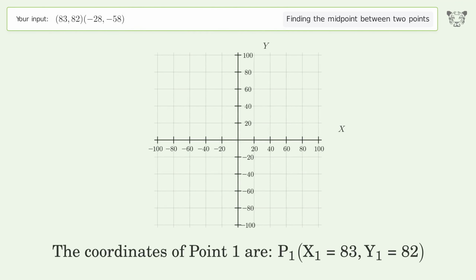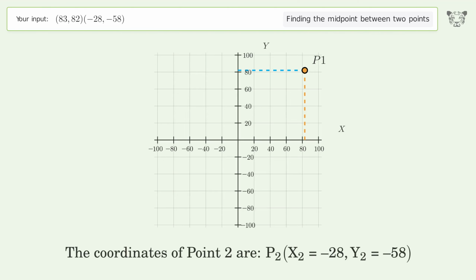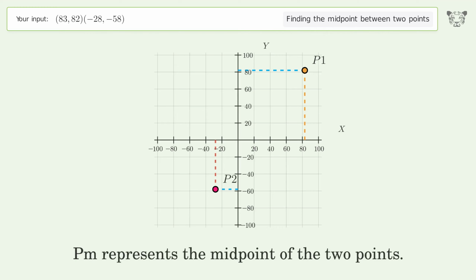The coordinates of point 1 are x1 equals 83, y1 equals 82. The coordinates of point 2 are x2 equals negative 28, y2 equals negative 58. PM represents the midpoint of the 2 points.